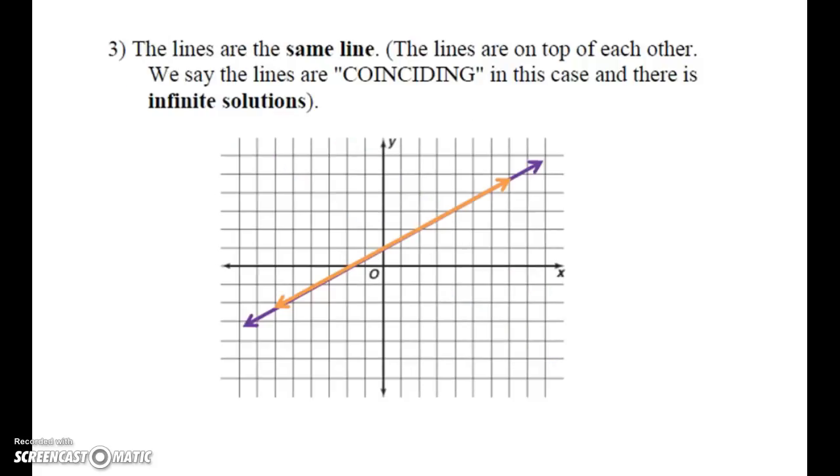The third type of solution we could have is when the lines are actually the same line. These lines are graphed right on top of each other, and we call these coinciding lines. Basically, we say there are infinitely many solutions because every point on the line is a solution. They're crossing all the time. So we have infinitely many solutions possible here.